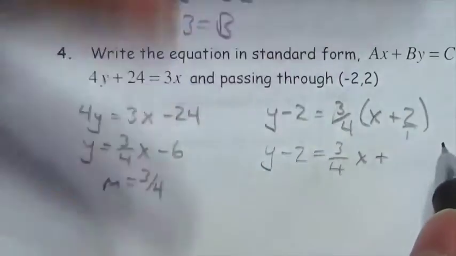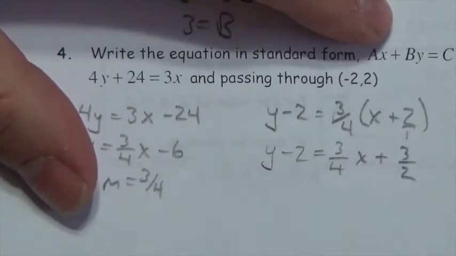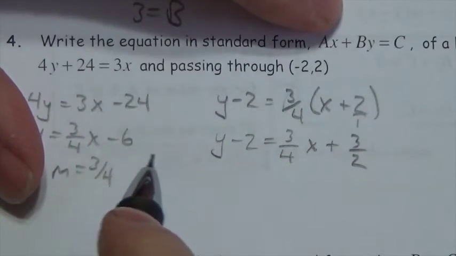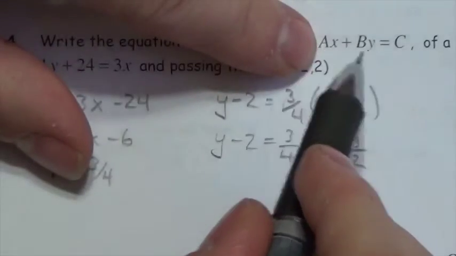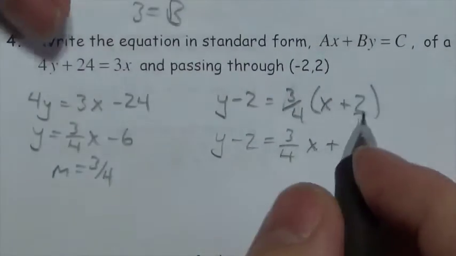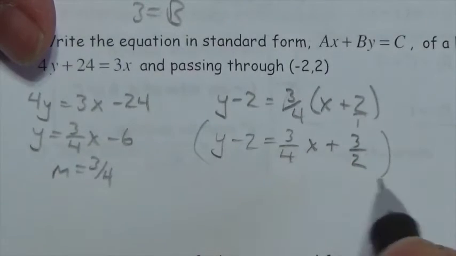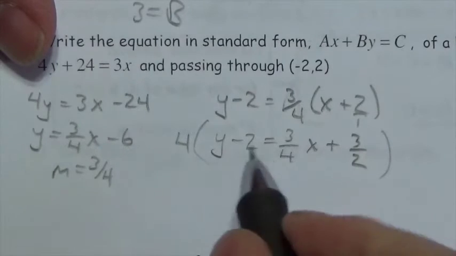6 over 4, each of those has a common factor of 2, so this will end up being 3 over 2. I would like to now get rid of the fractions, because remember that's an important rule here. I want a, b, and c to have no denominators. I don't want any fractions there. So I'm going to multiply every term here by the least common multiple of the denominators, which in this case is just going to be 4.